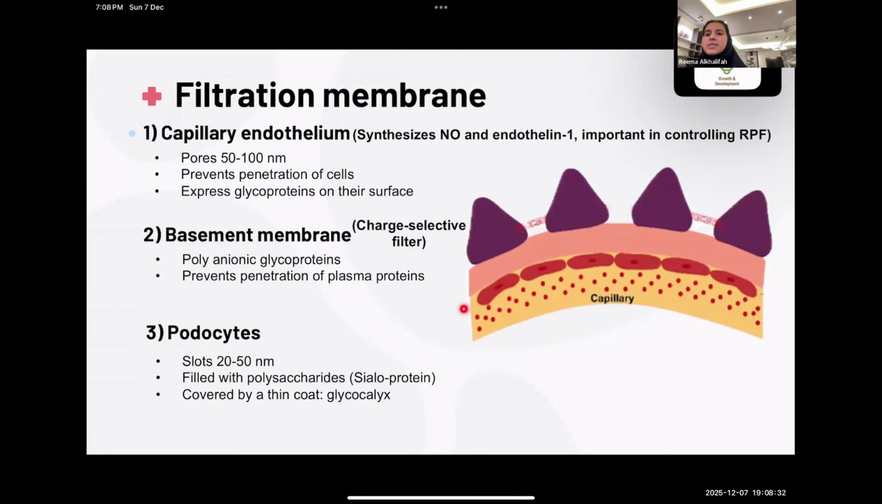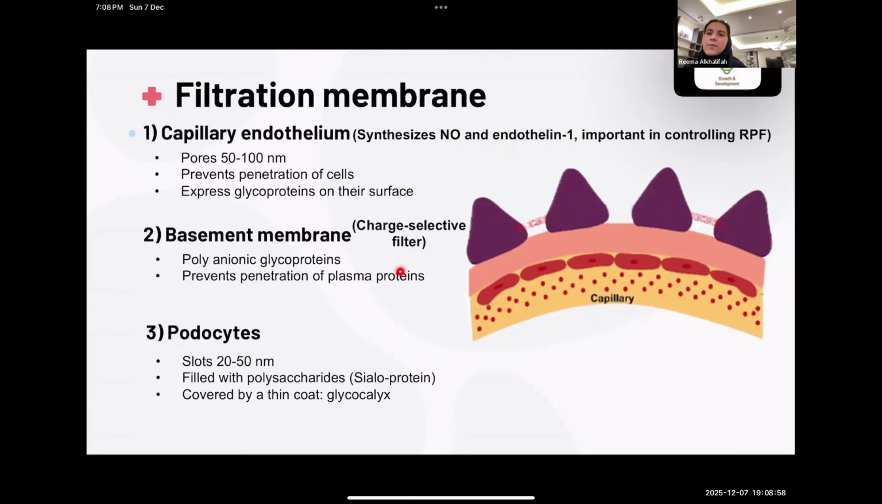And they also express negatively charged glycoproteins. And with the addition of having its role as a filtration-like barrier, it also synthesizes vasoactive substances like nitric oxide, which is a vasodilator, and endothelin 1, which is a vasoconstrictor. Now, those are important for controlling the renal plasma flow.